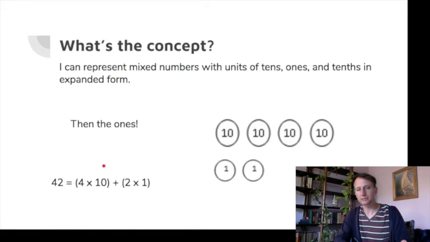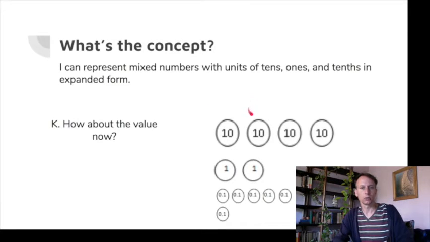So I would not write this as 10 times 4 and 1 times 2, just so we're all doing it the same way, we don't get confused. So I always put the place value second. So I'm always going to write 4 times 10 plus 2 times 1. And then we'll go further out, but we'll get there when we get there.